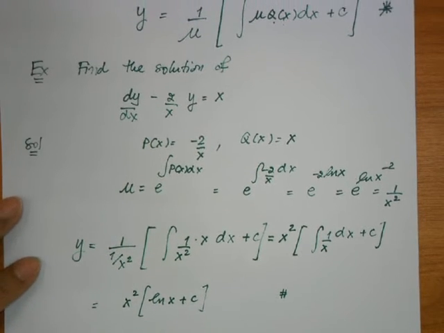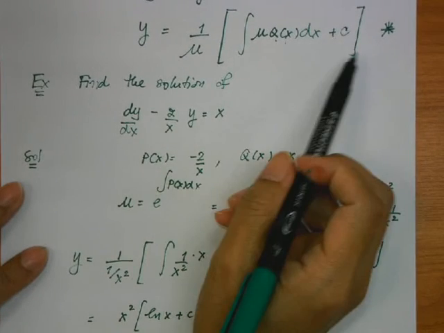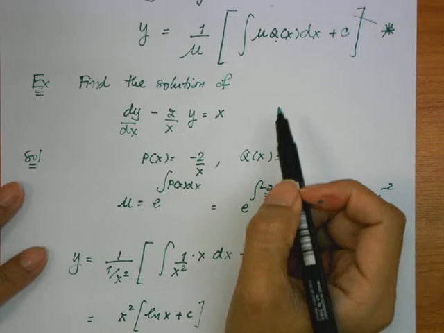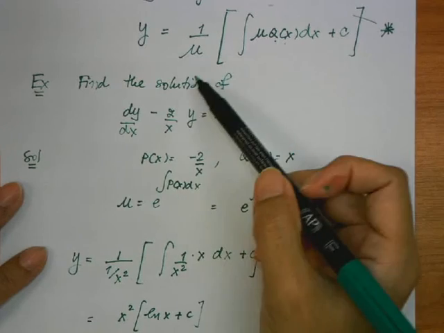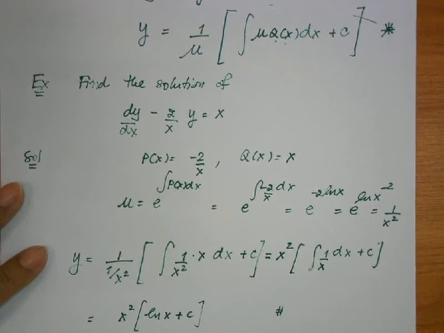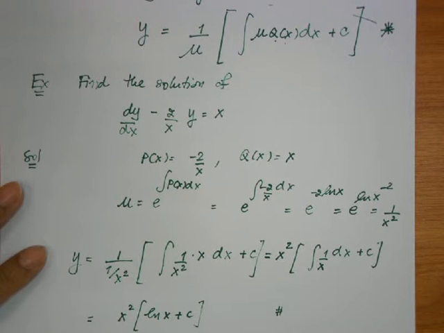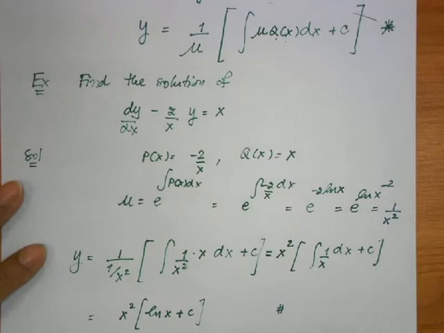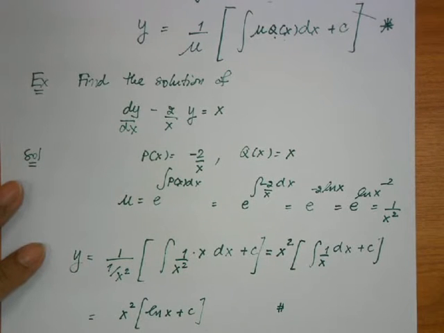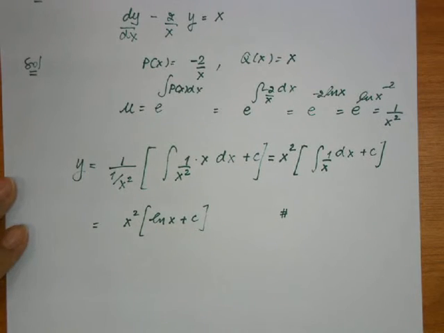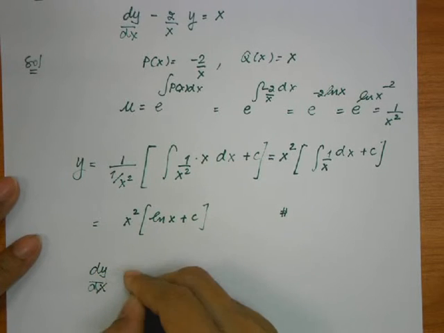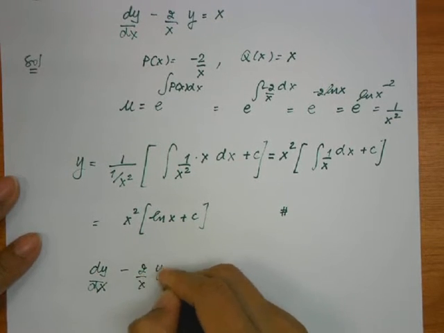But if you don't want to remember this formula, that means you've got to remember that y is equal to 1 over the integrating factor times the integral of the integrating factor times Q(x) dx plus c, right? But you don't need to remember it. You can do it from the beginning: you have dy/dx minus 2/x y equal to x.